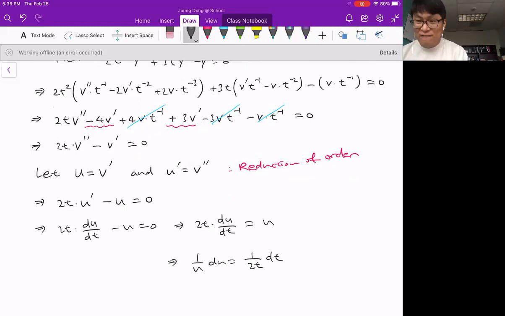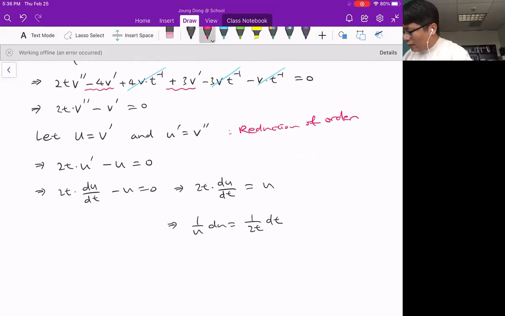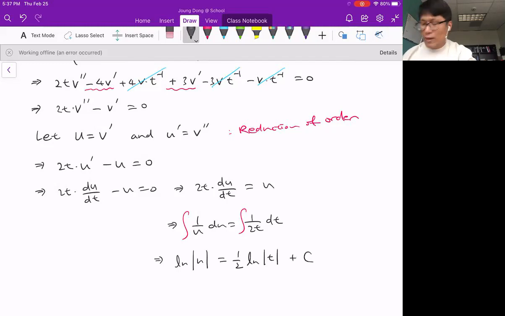We are trying to find v, okay? So first we're going to find u, then we can find v. Then we're going to take the integral on both sides. The left-hand side is ln of u, and the right-hand side is, if we consider 2 as the coefficient, then it can be written as 1/2 ln of t, and we need a constant c. Okay?